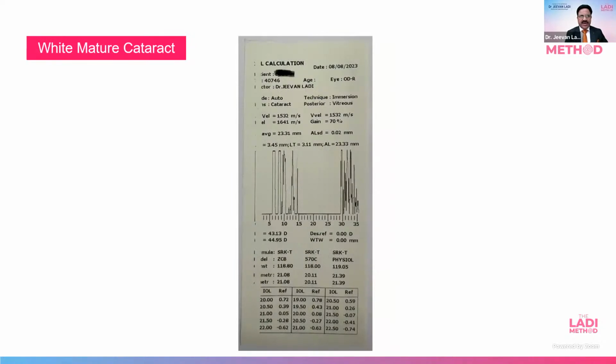This is a white mature cataract. In a white mature cataract, you always find a lot of noise in the mapping or in the spikes. So let's see what it is here. This is a corneal spike, which is tall. This is a retinal spike, which is tall and having a 90-degree angulation. Standard deviation is 0.02. So though we have noise here, this reading is good and acceptable and will give an accurate IOL power calculation.